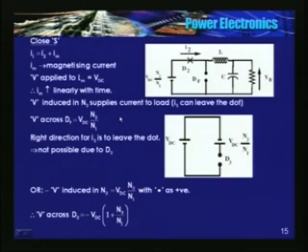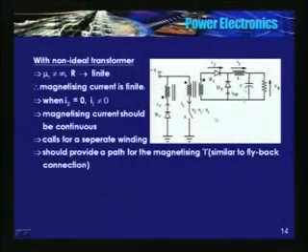What is the voltage induced in N2 turns? It is VDC multiplied by N2 divided by N1. What happens in the tertiary, or what will happen in this circuit? This is the one which is producing the flux.